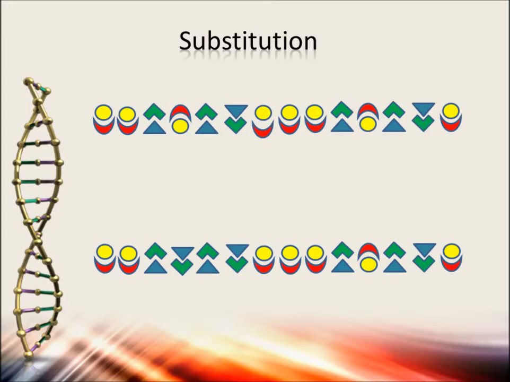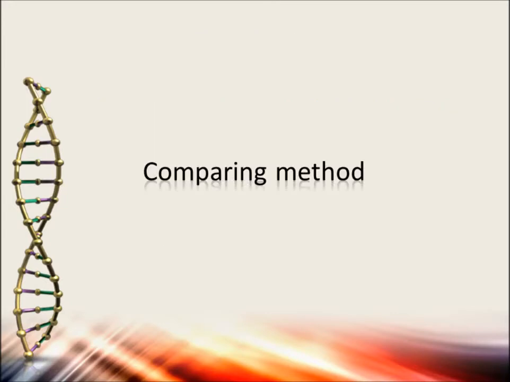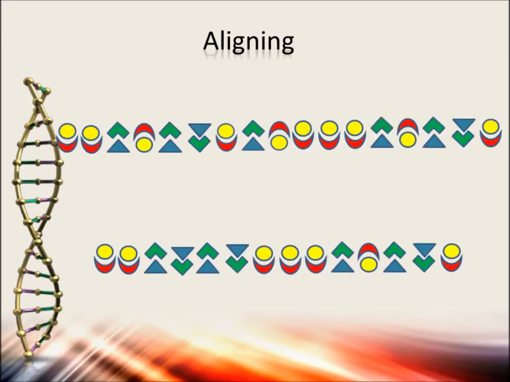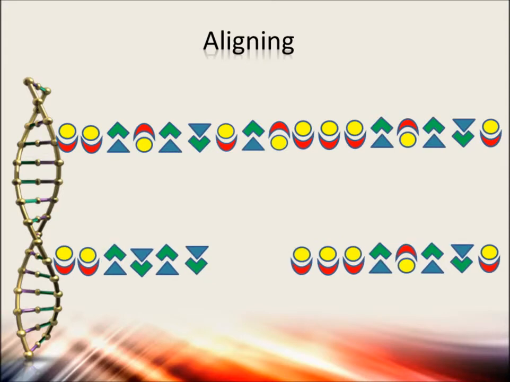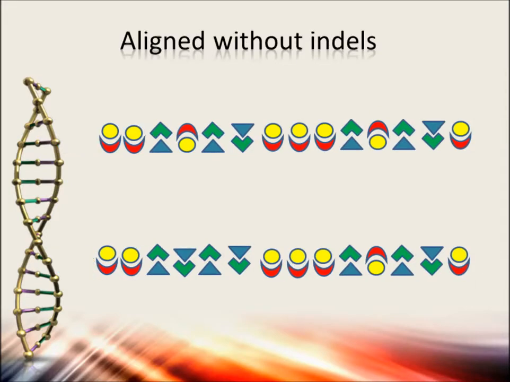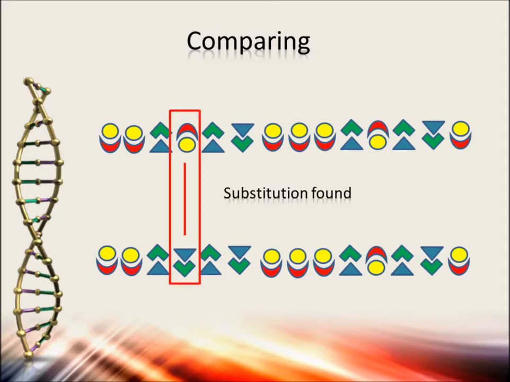So finally we get to the point. How do scientists compare the DNA? First we need to align the DNA, since they are not exactly the same. In this example we have found an indel. We don't know if it's an insertion or a deletion, so we just call it an indel. Some scientists consider this not aligned data and so they remove it. Here we find a substitution, and that is what is called the difference between human and chimpanzee DNA.